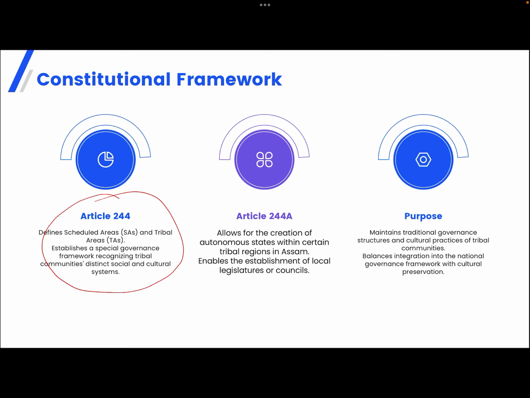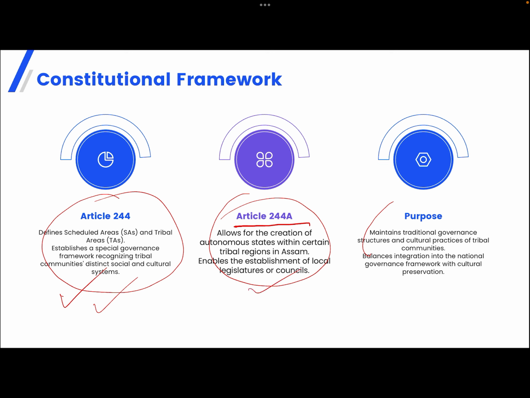These are the constitutional provisions. These are the articles which provide for the administration. Article 244 actually defines what is a scheduled area or tribal area, establishes a special governance framework recognizing the tribal communities, their distinct social and cultural system, etc. You have Article 244A, which allows for the creation of autonomous states within certain tribal regions in Assam, and enables the establishment of a local legislature or council, etc.